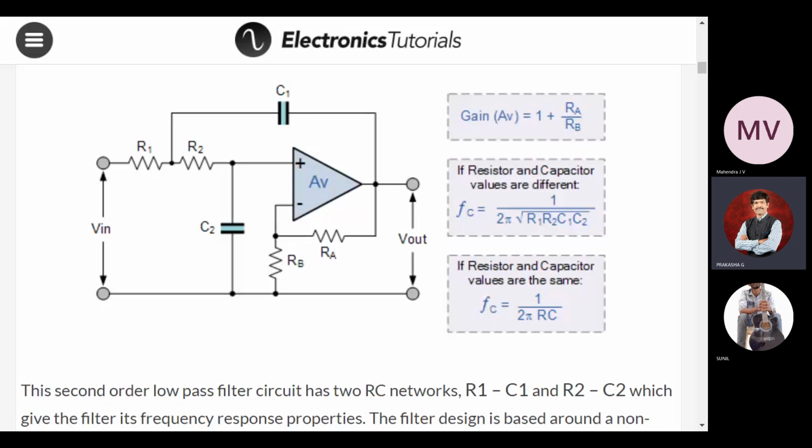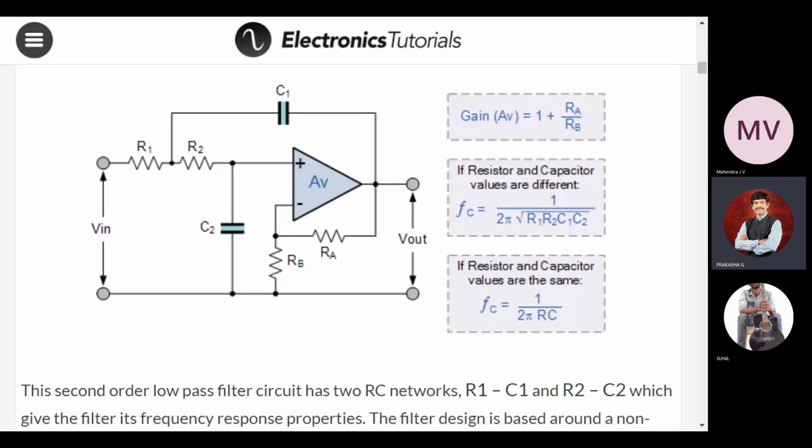Let me have more clarity. C2 is in parallel, but this is not grounded; the other end of the capacitor has been connected to the output terminal. RF is coming from the top and C is coming from the bottom. Here they have just reversed the op-amp. In the display, the op-amp has been placed upside down, vertically tilted. Same thing which is given here.